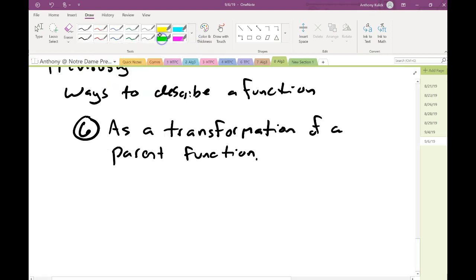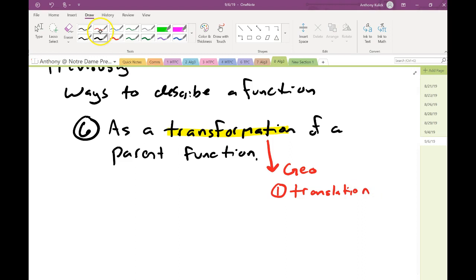The first thing that I want to talk about is, what do we mean by this word transformation? If you remember last year in geometry, you guys talked about 4 types of transformations. You talked about translations. And what happened in a translation is you had a shape and it slid or was shifted up or down or left or right. You guys kind of remember that from geometry?